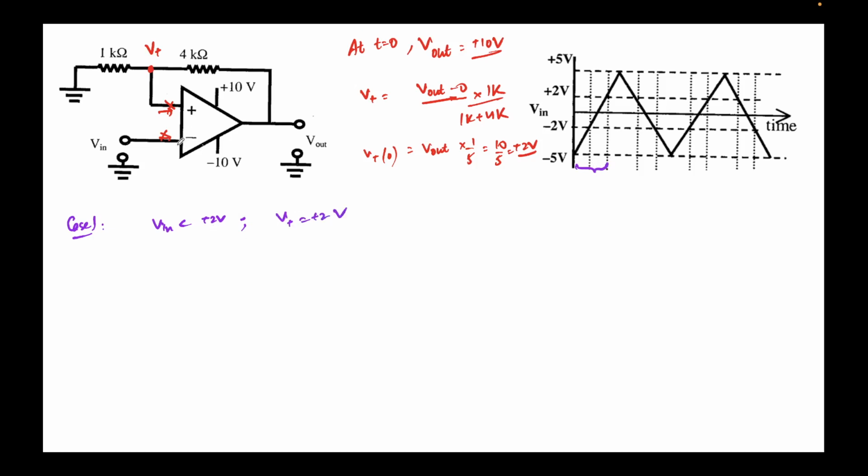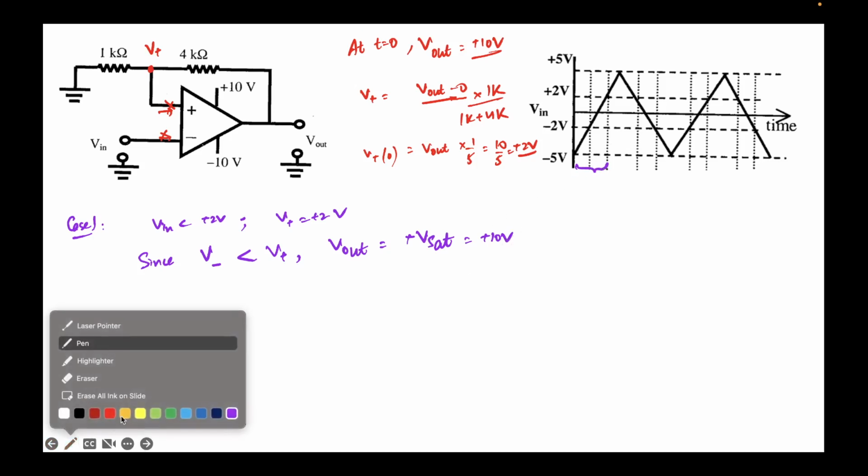Since the negative terminal is at a lower potential than the positive terminal, the output will be high, plus V sat. So I'll write, since V minus is less than V plus, V output should be equal to plus V sat, just like we saw in the comparator circuit. So what is V sat? V sat is plus 10 volts. So we can say that during this region, V output will continue to be plus 10 volts. So this is the first thing.